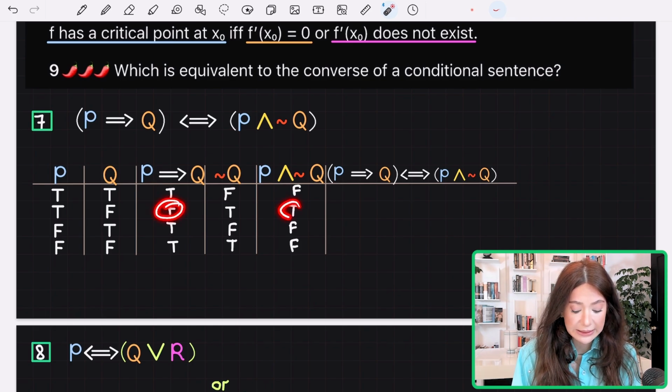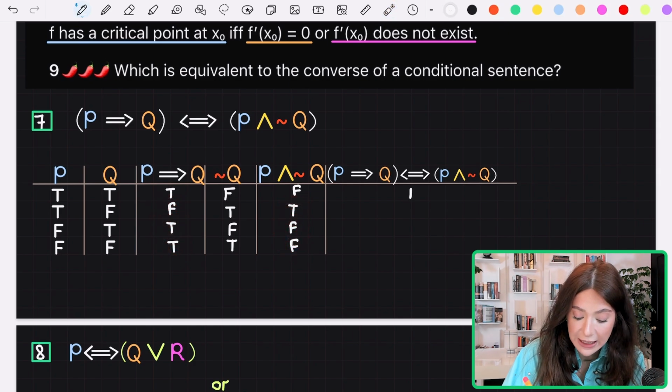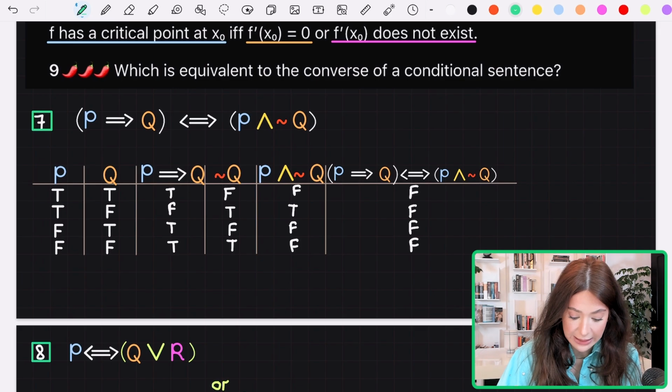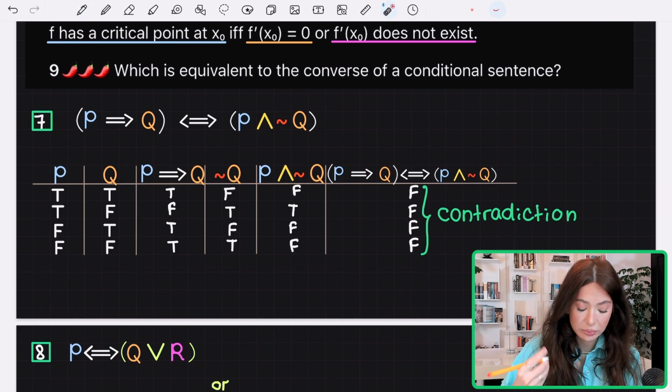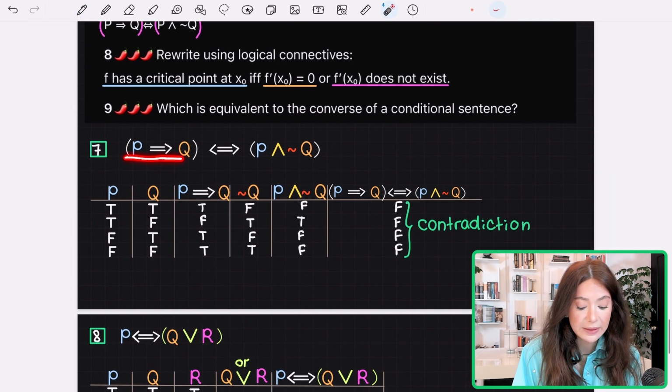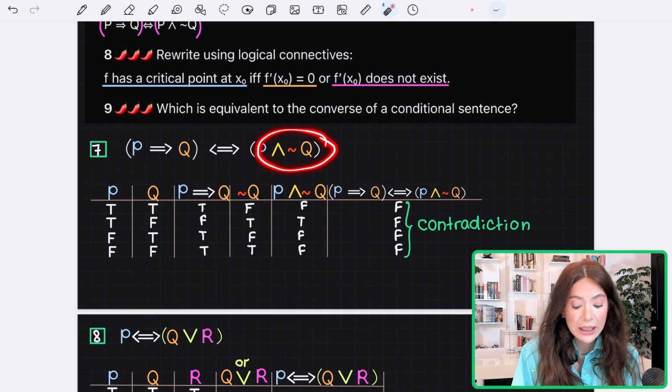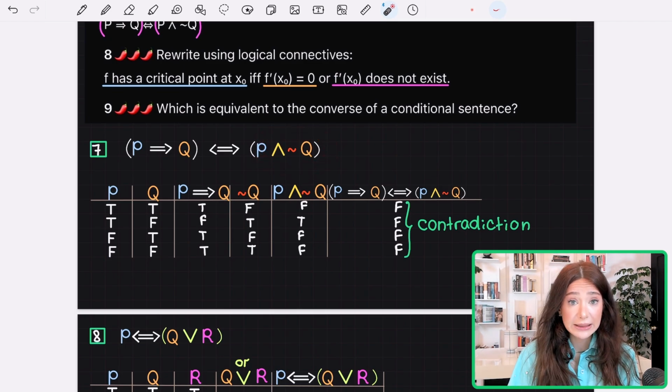And here I noticed that they're never the same thing. So it is false everywhere, therefore it's a contradiction. The whole column is false, so it's a contradiction. So for any real example that you come up with, if P then Q, and then you come up with P and not Q, it will be a contradiction. And this is really interesting.